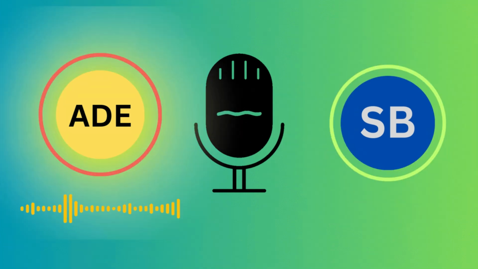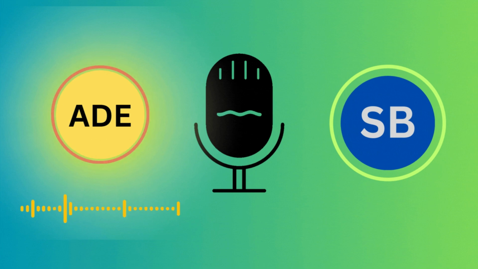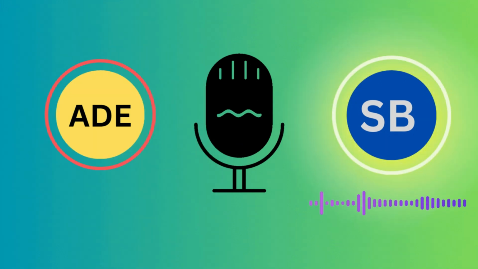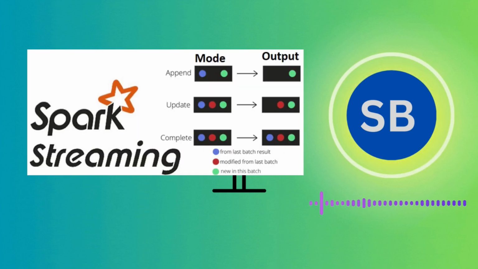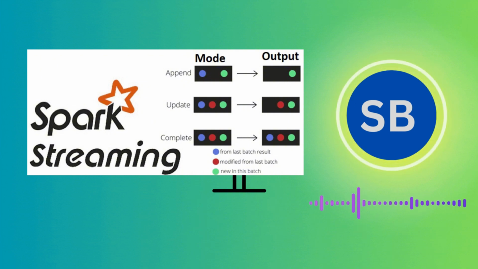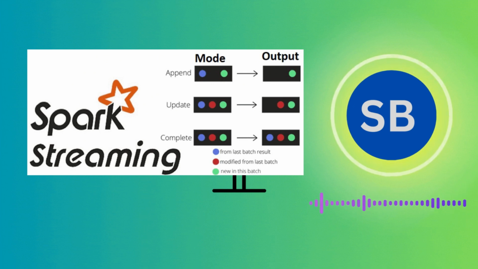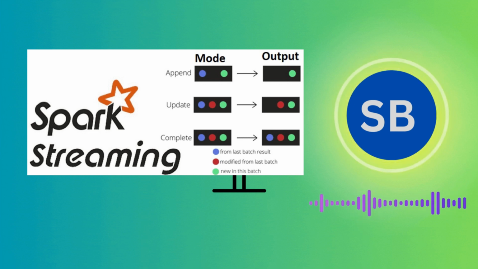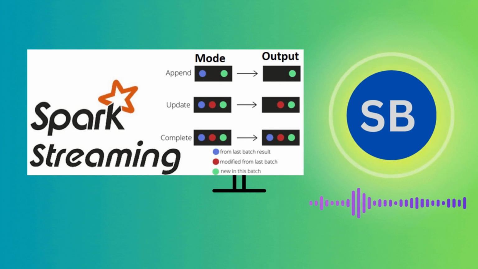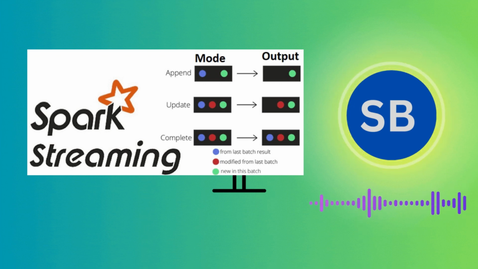What are the different output modes available in Spark streaming? Spark structured streaming has mostly 3 output modes: append, complete, and update mode. In append mode, only new rows since the last trigger are written as output. In complete mode, all rows of the result table are returned every time there is an update. And in update mode, only the updated records since the last trigger are sent to the sink.